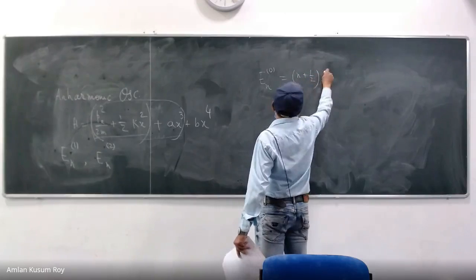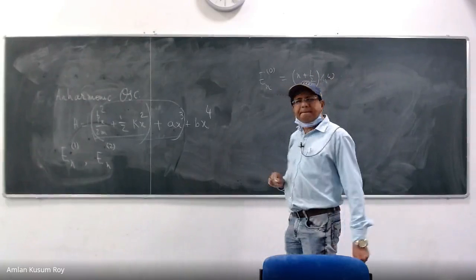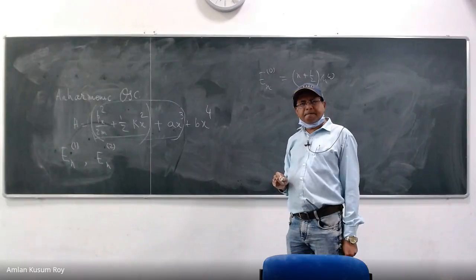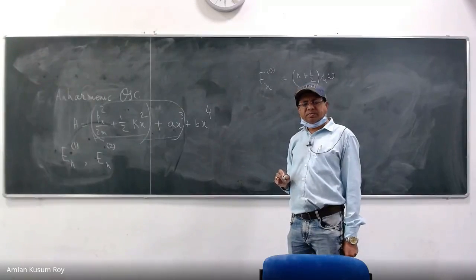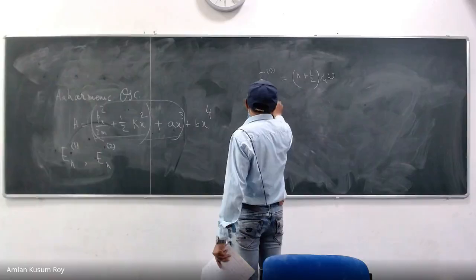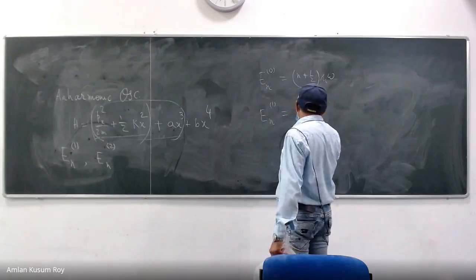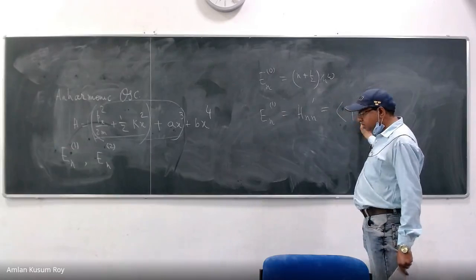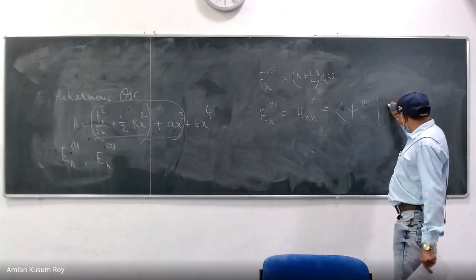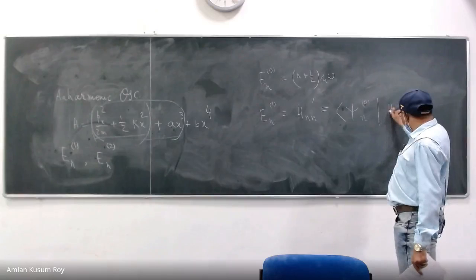Okay, go ahead. Yes, sir. What is the next step? Sir, En1 will be H prime. En1, very good. H n n prime. That means psi 0, psi n, the 0th order, and then H prime, and then again psi n 0th order.